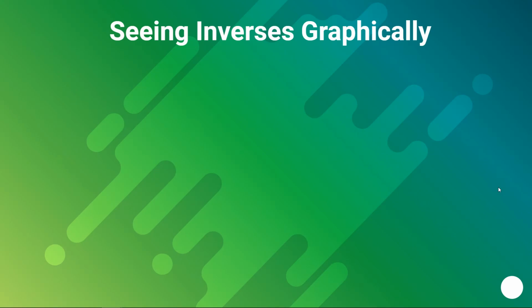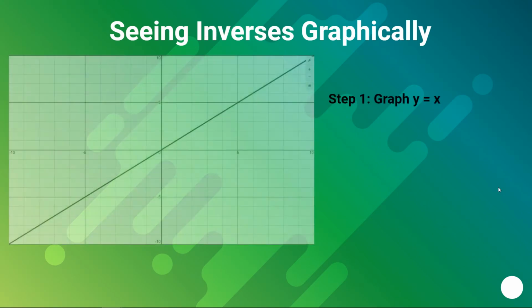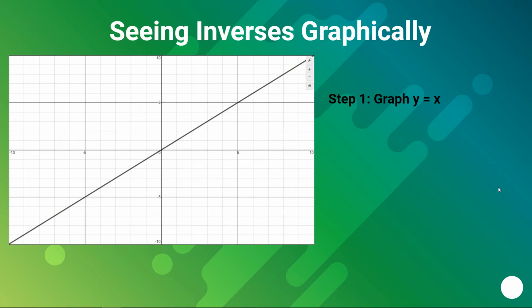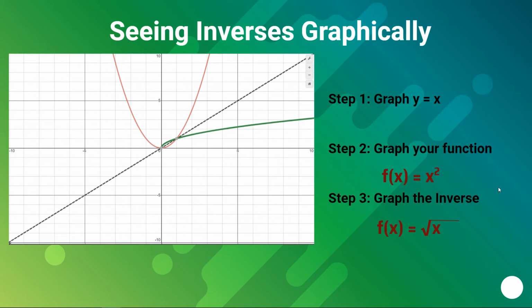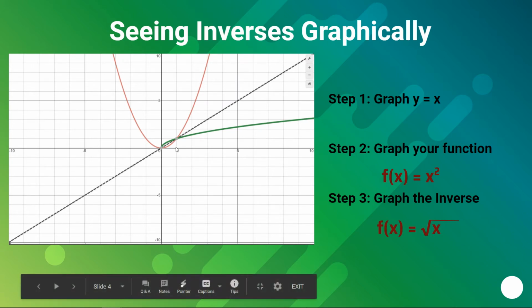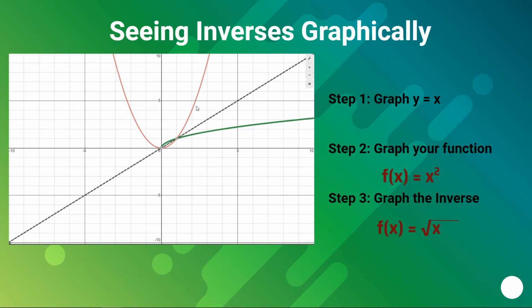Seeing inverses graphically, we graph y equals x first. That way you have something to compare across. Then you graph your original function, which is f of x equals x squared. Then we graph the inverse. The inverse should reflect across y equals x. So this little bitty piece right here that fell underneath the y equals x flipped up. This piece right here flips down.